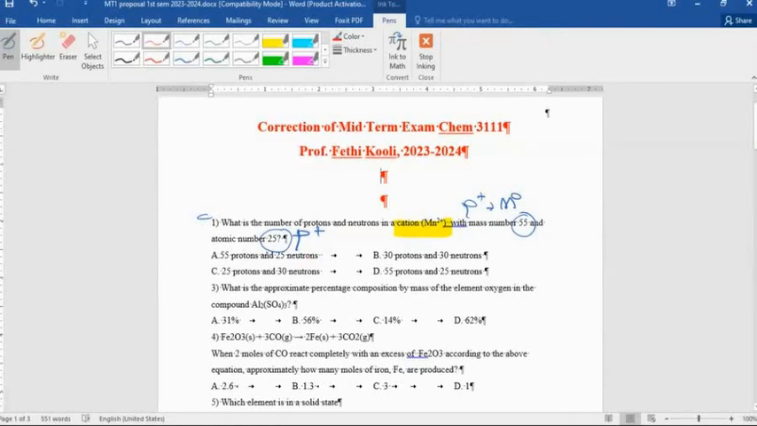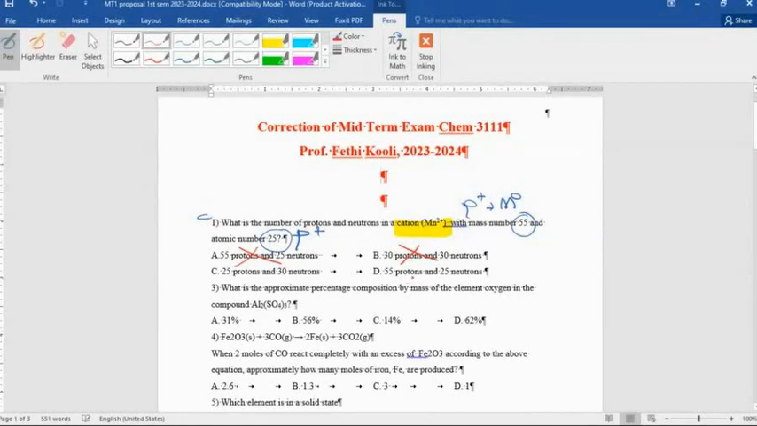This is completely wrong because why? Because 55 is the number of the neutrons and the protons. So this one is wrong. Then he asked me, it is 30 protons and 30 neutrons. Mashallah, 30 neutrons is correct because 55 minus 25. But I have 25 protons, and he asked me 30 protons. So this one also is wrong. You have to be careful.